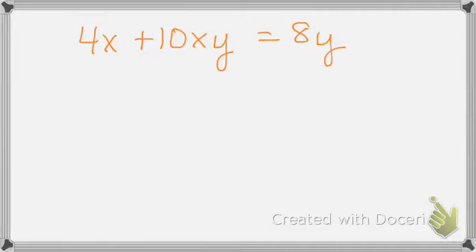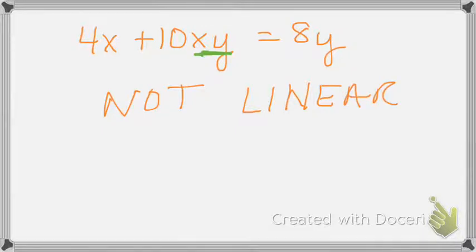How about this one? 4x plus 10xy equals 8y. What do you think, linear or not linear? Why is it not linear? Because you have an x times a y. There is no way to make this thing look like standard form or slope-intercept form or point-slope form because of the x times y, right? So because of this right here, it is not linear. Is everybody okay with that?